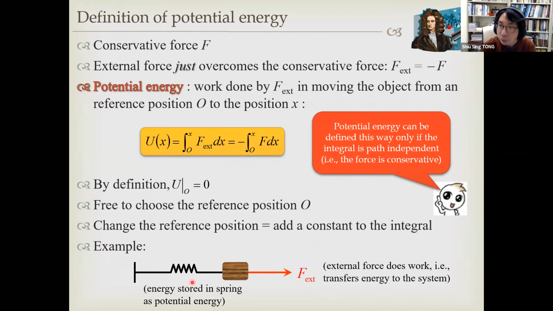Now, for the example, it's like this. If you have a spring stretched by an external force, we apply an external force to stretch the spring. The external force does work, and eventually the potential energy stores the energy input by the external force, and that becomes the potential energy of the stretched spring. So the energy has been transferred by the external force to the system.